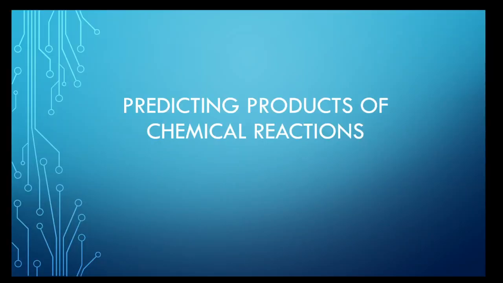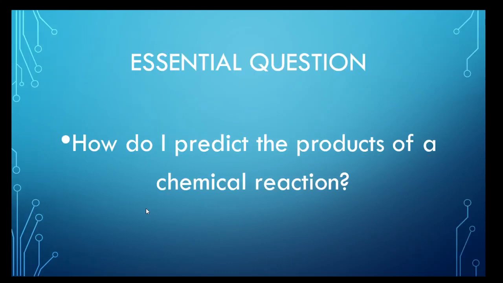All right, so predicting products of chemical reactions. We've talked about now how to identify reactions. We've talked about how to balance reactions. We're going to use both of those when we go into predicting. So our essential question for these notes is, how do I predict the products of a chemical reaction?